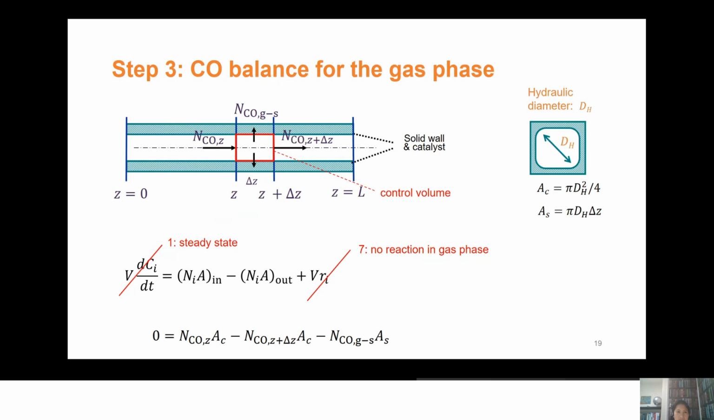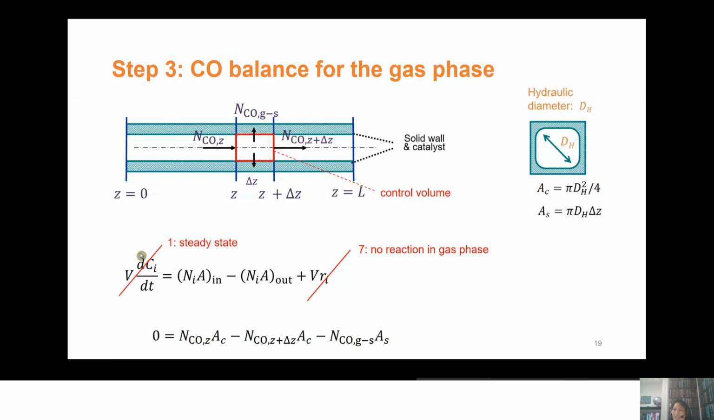Okay, so the fun part. Let's start with the CO balance for the gas phase. As always, we draw our control volume. So this is our control volume, just for the gas phase. This is at axial position Z and with the length delta Z. It only includes the gas phase. And then we mark all of the fluxes into and out of the control volume in the diagram, so fluxes in and out.